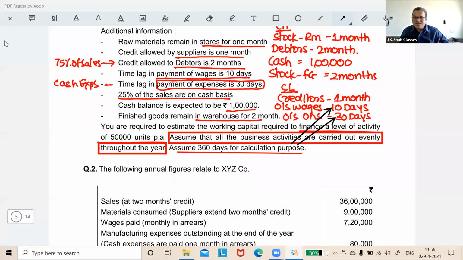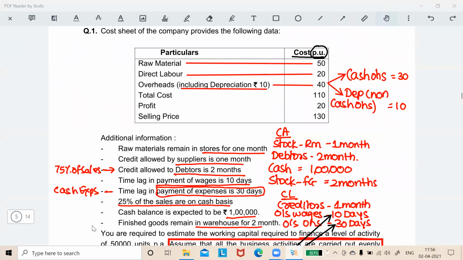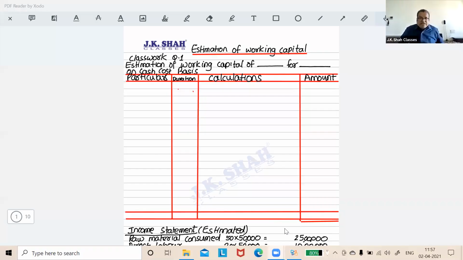So let's start with the estimation. I hope that you marked all these small things which I keep telling. So let us start with the estimation. Let me take out the file, 1 minute. See, this is how we present.